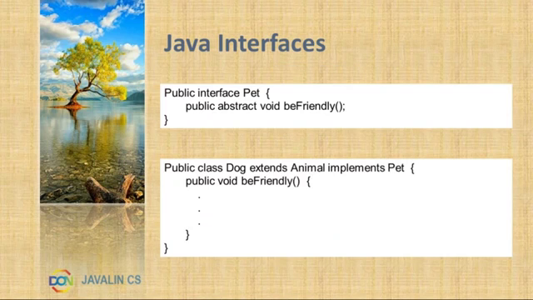So how does this look in code? Well, we write the pet interface as shown with the abstract method or methods. Note that the abstract method has no body and just ends with a semicolon. The body will be added by the class.